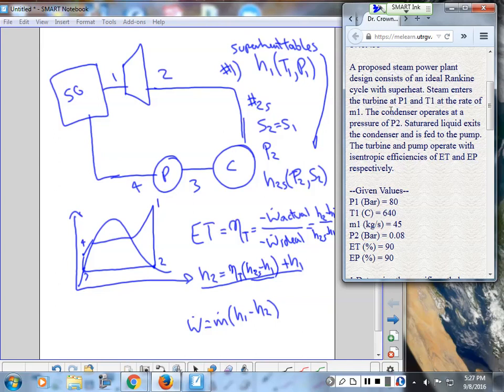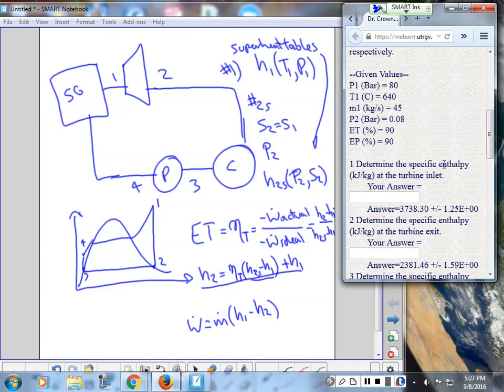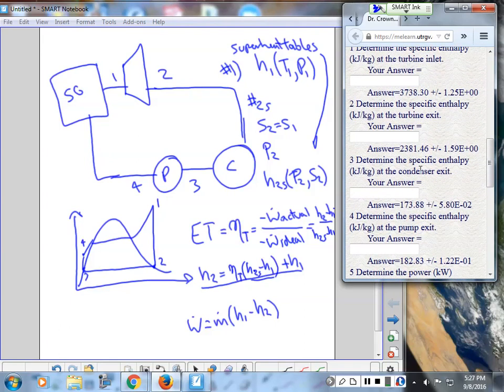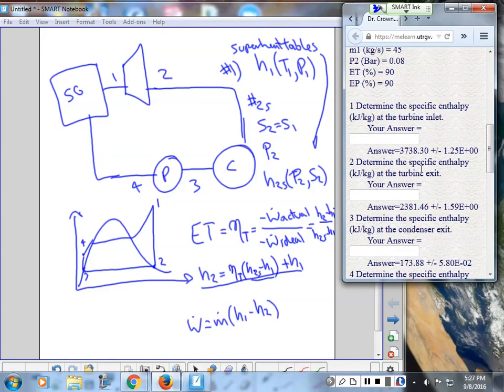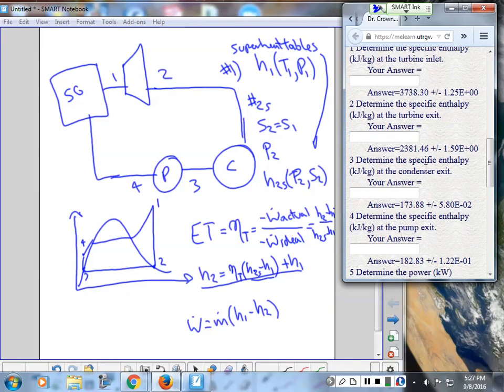Then, determine the specific enthalpy at the turbine exit. Oh, the inlet, that was easy. That was H1. We found that in the tables. Determine the specific enthalpy at the condenser exit. So we did this one, the inlet and the exit. Now the condenser exit, that's easy.